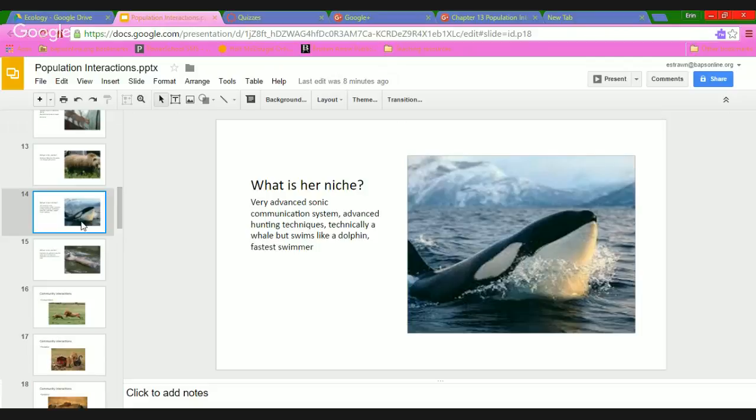They swim differently than a whale. Instead, they swim more like a dolphin, which makes them a faster swimmer. So they're able to hunt down larger prey, and they're also able to swim longer distances.